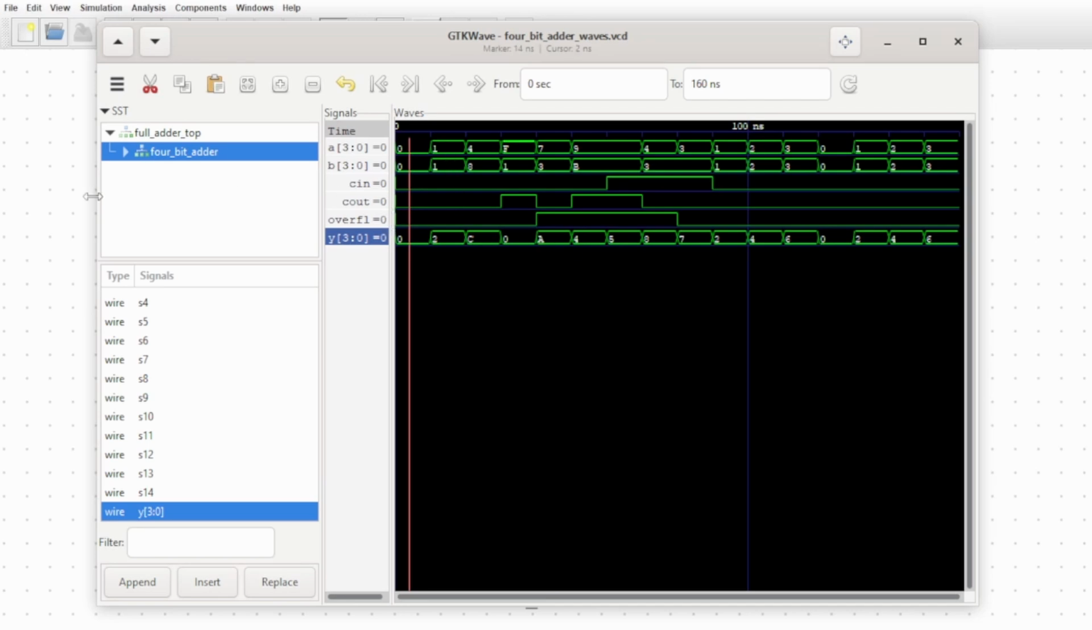The next test I want to do is just basic addition. 1 plus 1 equals 2. No C in, no C out, and no overflow. So this is just a basic adder. We were able to do that with the half adder, but this can also do it as an adder.